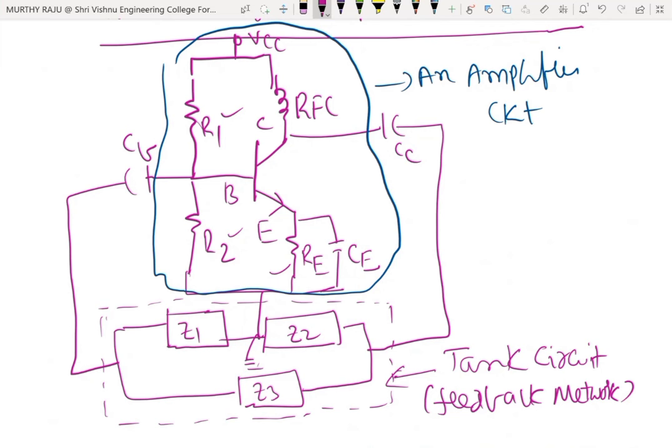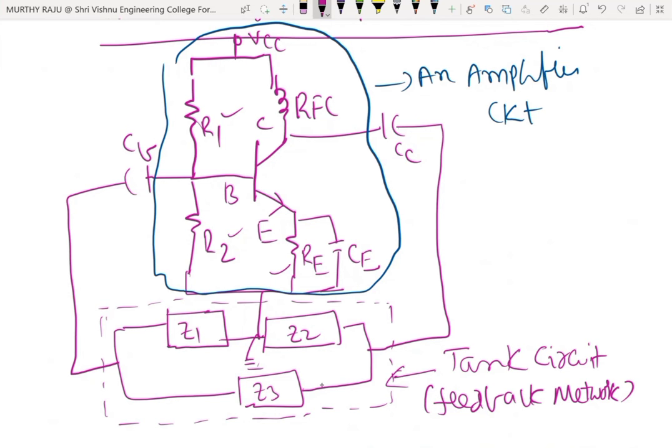Suppose without the CE capacitor across RE, some voltage drop develops across RE. That voltage drop is added to the VBE voltage, and VBE plus VRE disturbs the biasing conditions of the transistor. The emitter resistor RE provides thermal stability. This is the RFC, radio frequency choke. For AC signals, this choke acts as an open circuit. For DC signals, this choke acts as a short circuit.